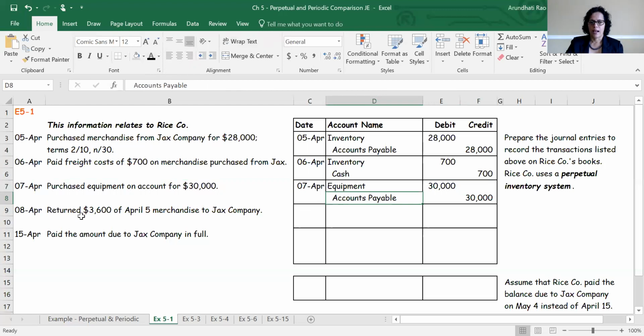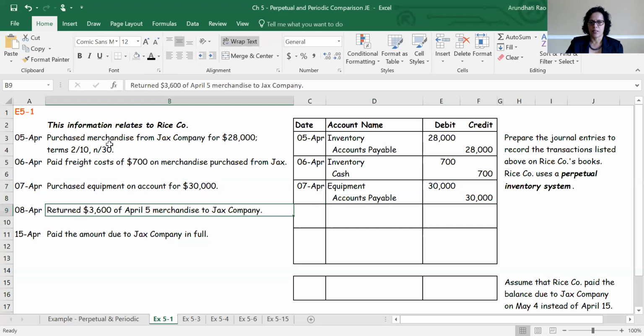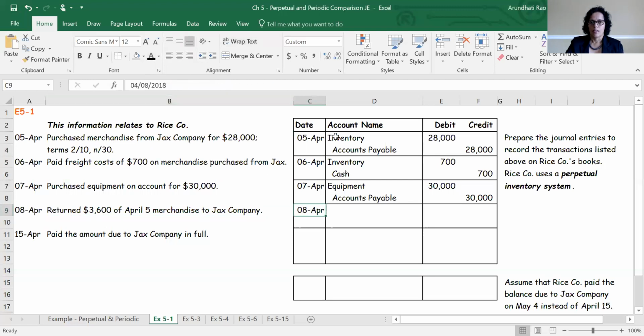On April 8th, I returned merchandise. The inventory that I purchased on the 5th, I returned $3,600 of merchandise because for some reason it was either defective or it was not what I wanted. I'm making a return. So it's a very simple journal entry. Look at the first journal entry, what we had over here. In the first journal entry, we had inventory debit, accounts payable credit. I'm returning $3,600 of merchandise. So all I do is I flip this journal entry.